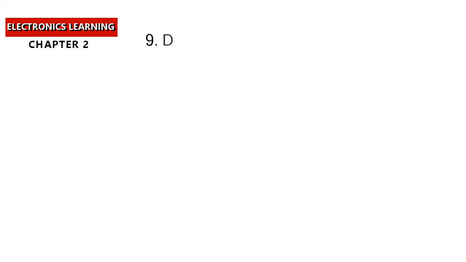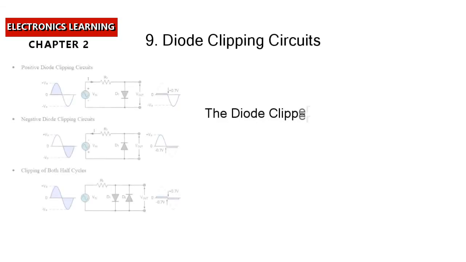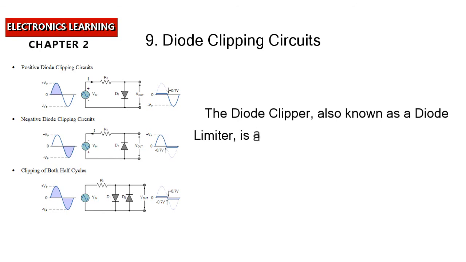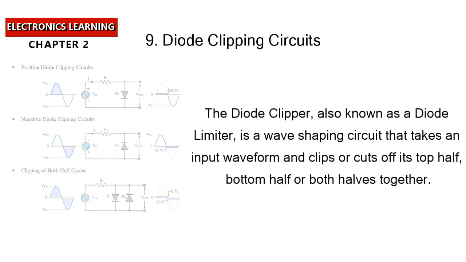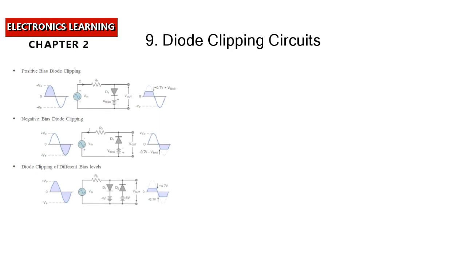And our last topic is diode clipping circuits. The diode clipper, also known as a diode limiter, is a wave-shaping circuit that takes an input waveform and clips or cuts off its top half, bottom half or both halves together. To produce diode clipping circuits for voltage waveforms at different levels, a bias voltage, V bias, is added in series with the diode as shown.